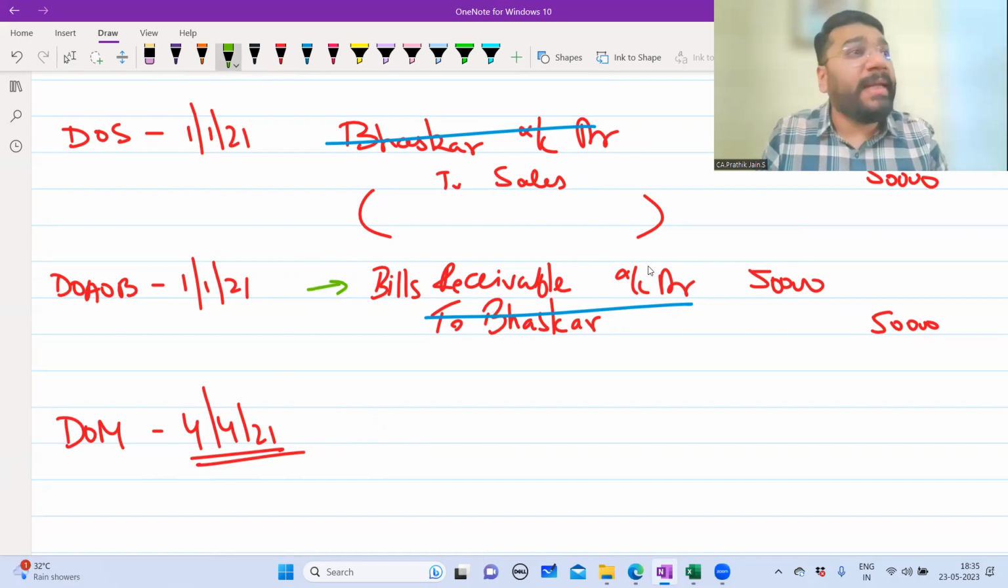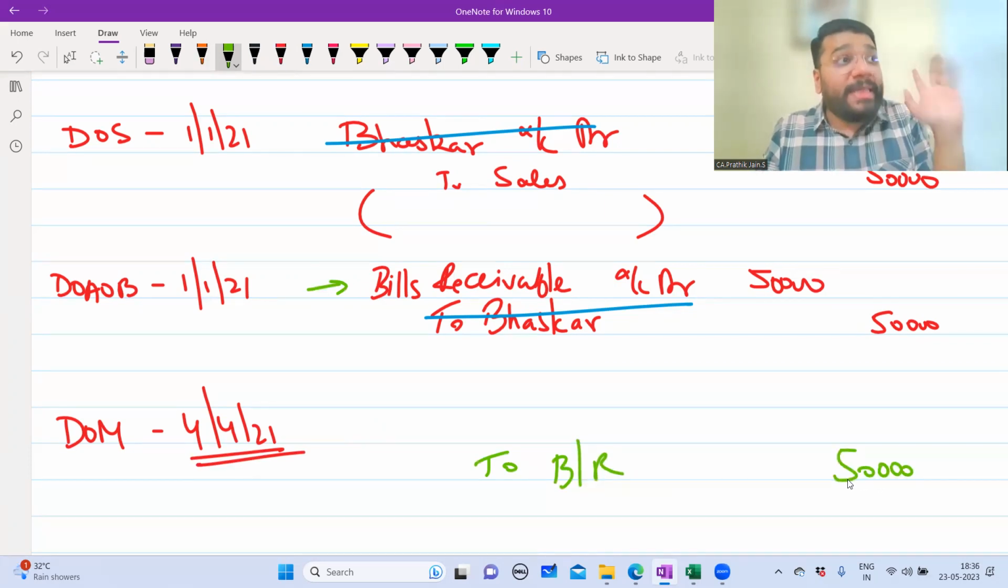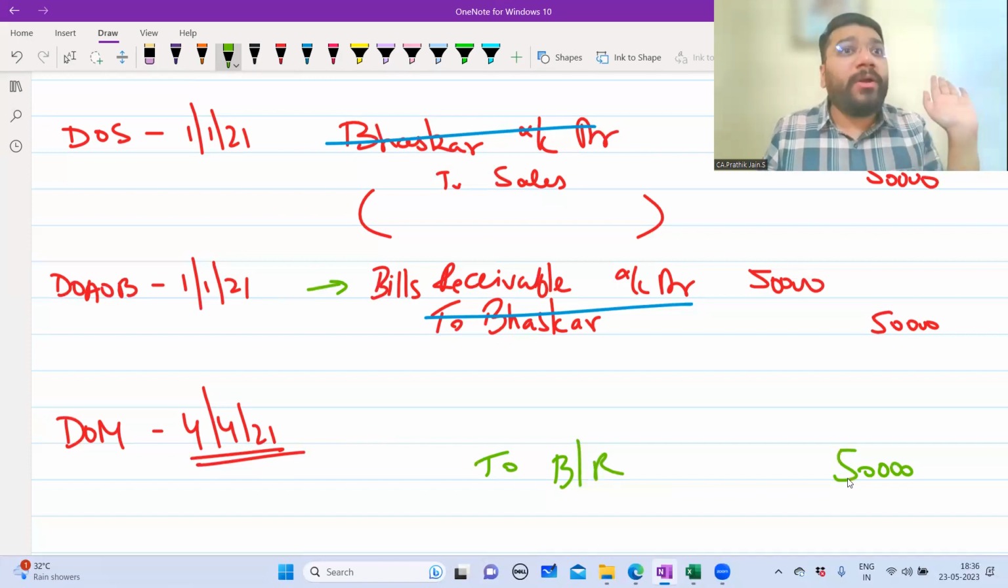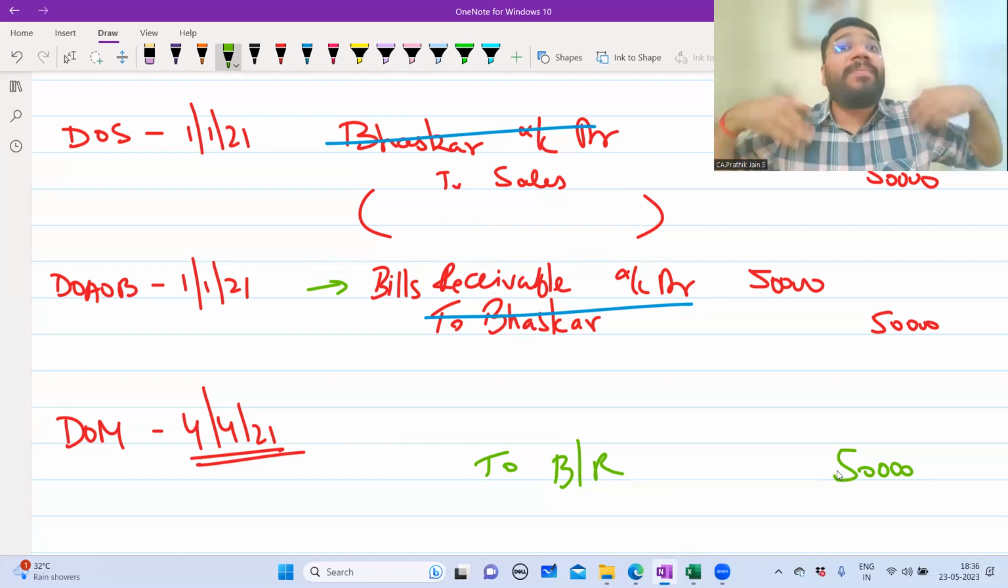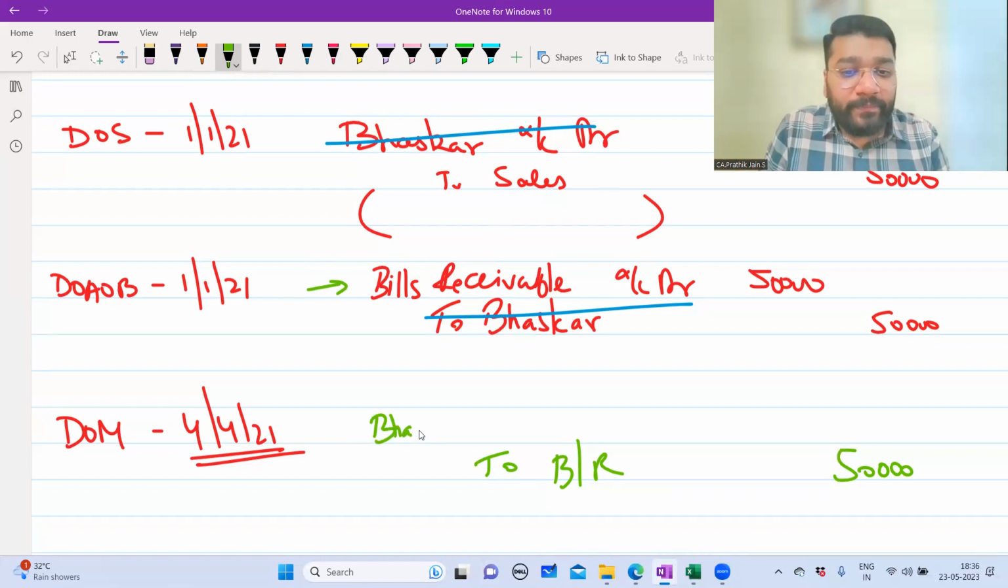So bills receivable is currently in debit. To close the bills receivable account, to nullify it, what am I supposed to do? To bills receivable, 50,000 credit. What will I put in debit? Did you get the money? If you get the money, cash or bank account debit. If you have not got the money, which means you're yet to get the money from Bhaskar. Now the bill validity is lost. The security is lost, which means now you have become unsecured. Bhaskar has now become unsecured. So you have to recreate Bhaskar's account. So Bhaskar's account debit.